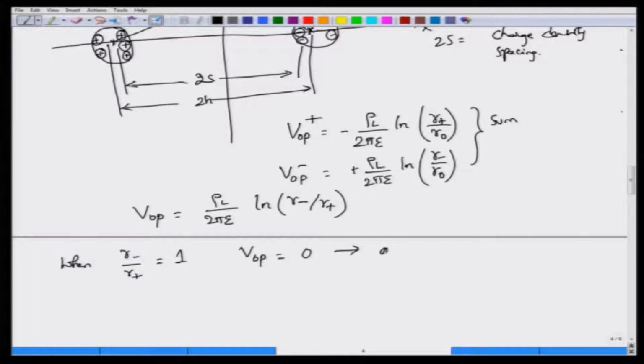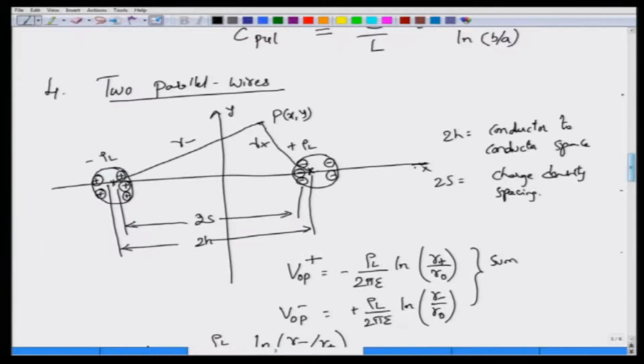In other words, this happens on the y axis, right, because all points on the y axis for this case that you can see would be equally distant from the negative as well as the positive charge densities, right. So, because of this, when the ratio is equal to 1, the potential will be equal to 0, and the y axis is the 0 potential that we are considering.